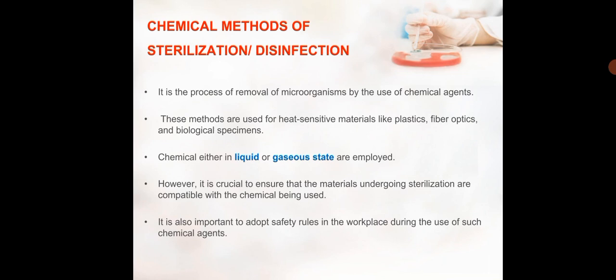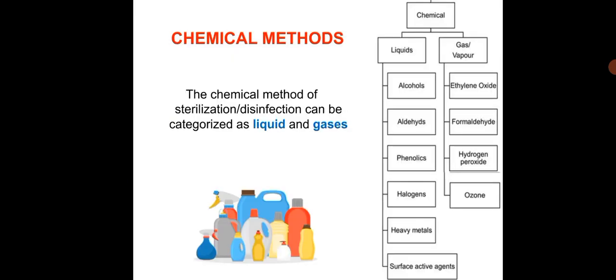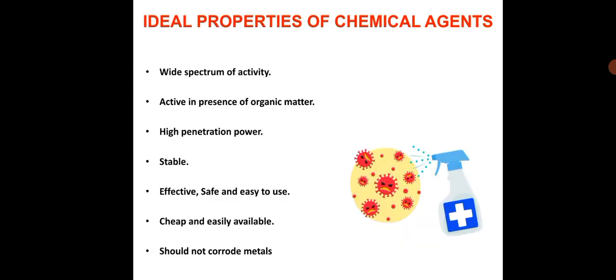Chemical methods of sterilization or disinfection can be categorized as liquid and gases. Various gases and liquids that are used will be discussed further. Ideal properties of the chemical agents. It should have a wide spectrum of activity, should be active in presence of organic matter, should have high penetration power, it should be stable, effective, safe and easy to use, should be cheap and easily available, and should not corrode metals.